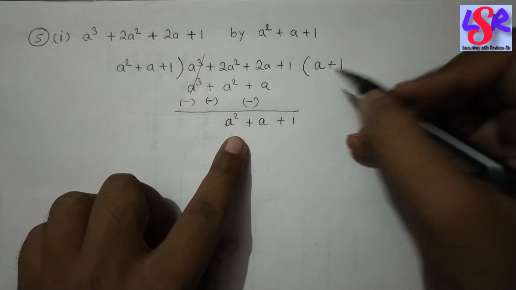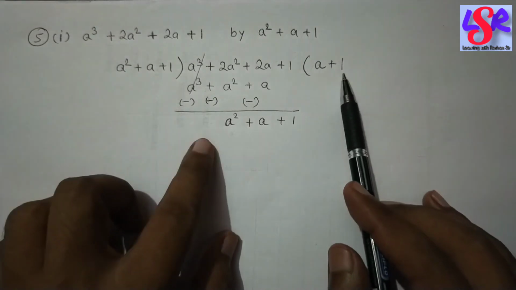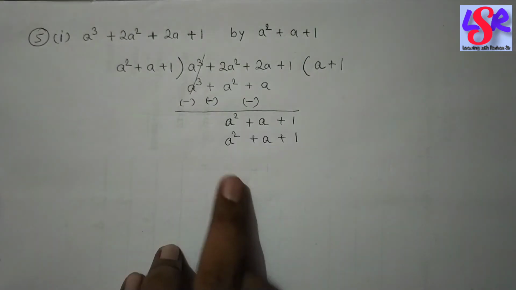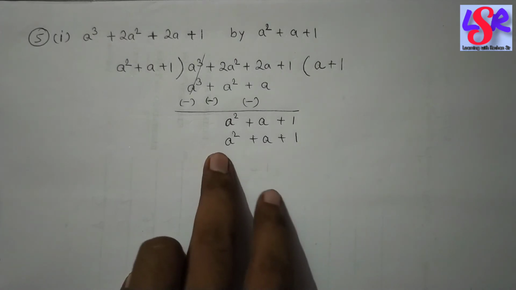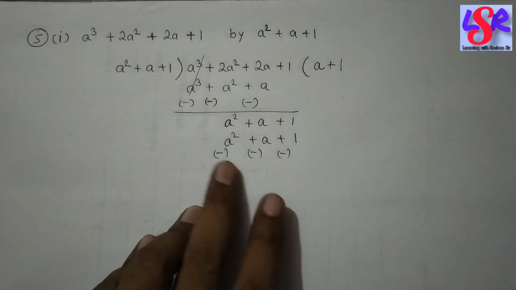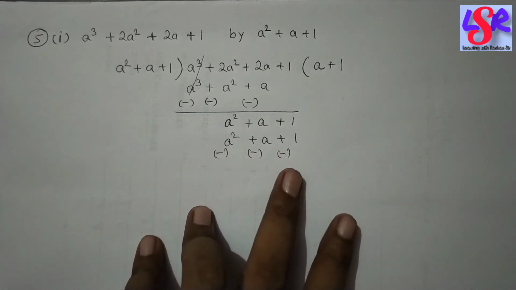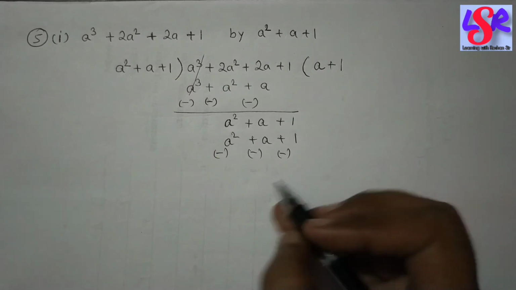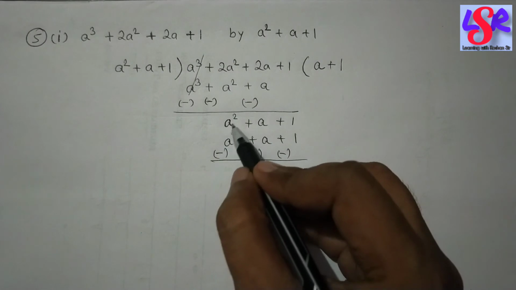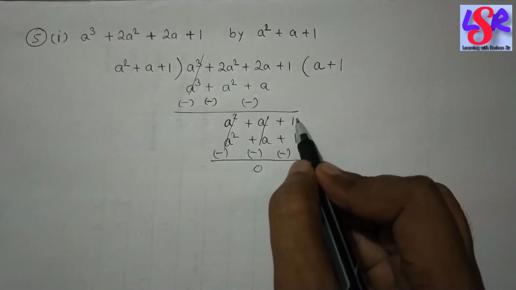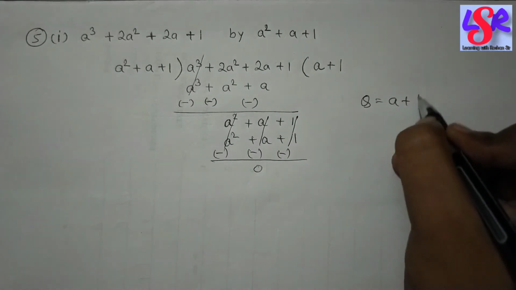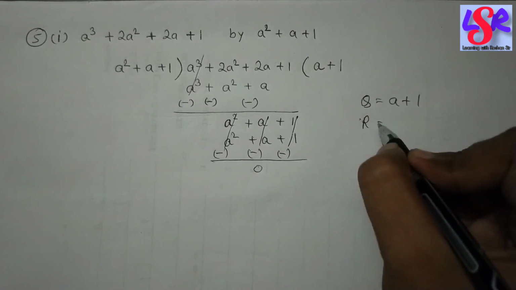Now we see that on multiplying each and every term by 1 we get all of these terms only, and on writing this one we just subtract it. Here we have just written this all and then change the sign of all the second term, and on subtracting we'll be getting 0 because all of them will be cancelled out. Here the quotient is a plus 1 and remainder is 0.